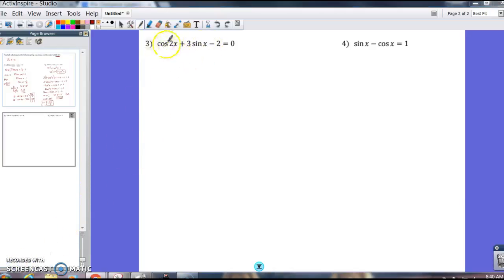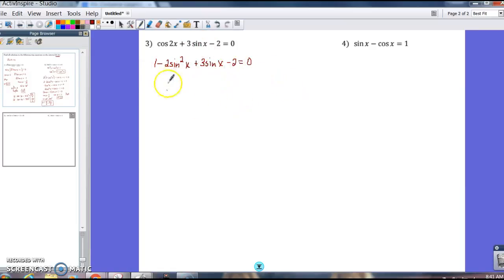So the formula that I'm going to use is, instead of cosine 2x, I'm going to write it as 1 minus 2 sine squared x. Okay, and that is directly on your formula sheet. Again, you don't need to memorize it. Just have your sheet handy so you know where to look. Because I had sine in here, I had to use the one that has sine in it.